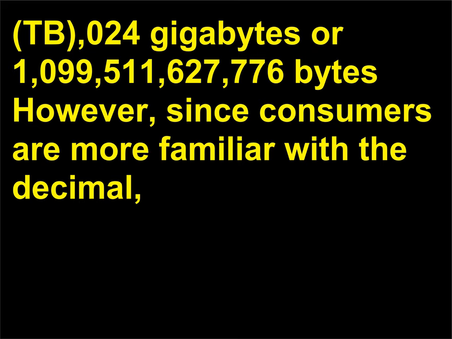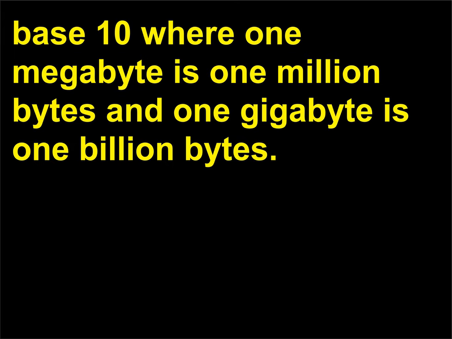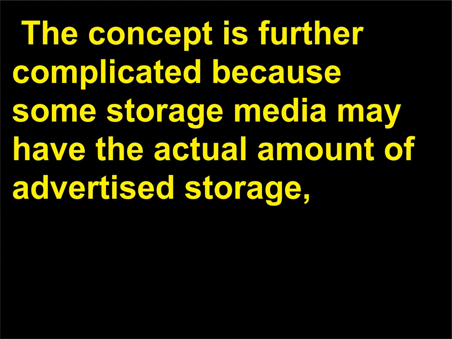1,099,511,627,776 bytes. However, since consumers are more familiar with the decimal base 10 system of numbers, computer manufacturers describe storage sizes in base 10, where 1 megabyte is 1 million bytes and 1 gigabyte is 1 billion bytes. Therefore, for each gigabyte they are under-reporting storage space by 73,741,824 bytes. The concept is further complicated because some storage media may have the actual amount of advertised storage, but some of the available storage is lost due to formatting.